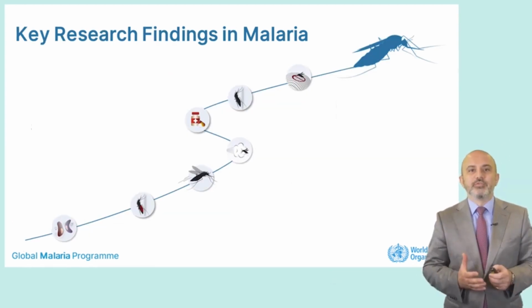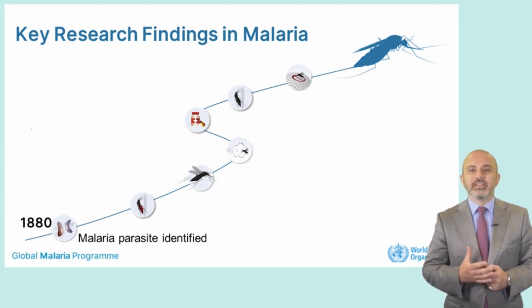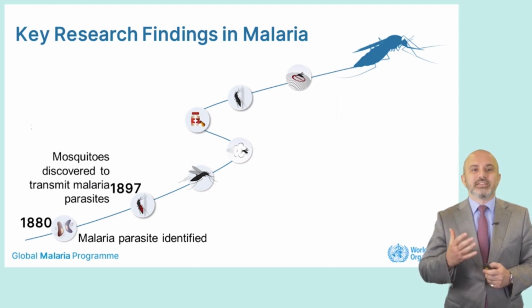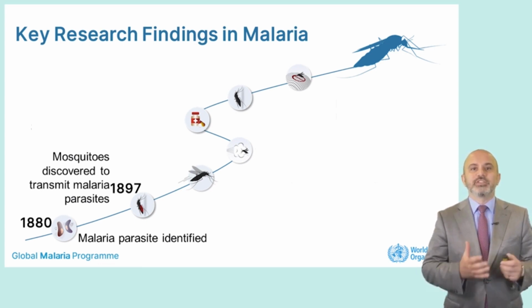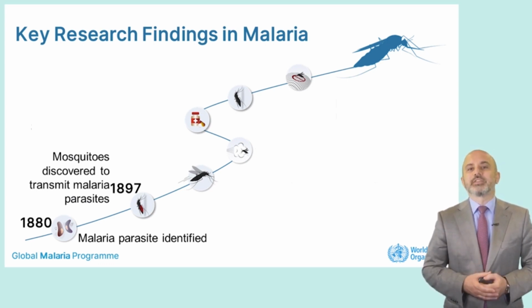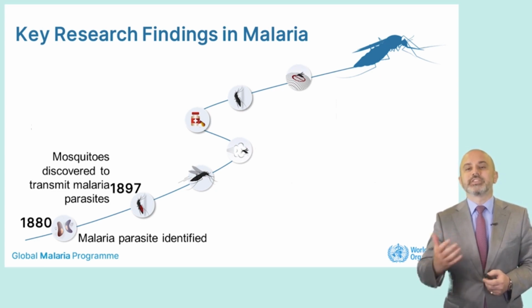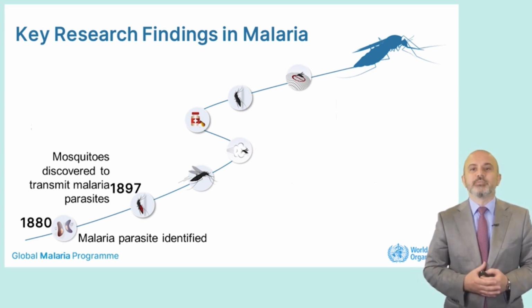We will briefly review some key research findings that have contributed to the fight against malaria. The malaria parasite was identified in 1880 by Laveran in Algeria. In 1897 in India, Ronald Ross worked out that the parasite was transmitted by Anopheles mosquitoes. Understanding the role of mosquitoes in the transmission of malaria led to the development of techniques that helped some countries in Europe to eliminate malaria before the Second World War and greatly reduce the burden of malaria in Europe and the United States of America.